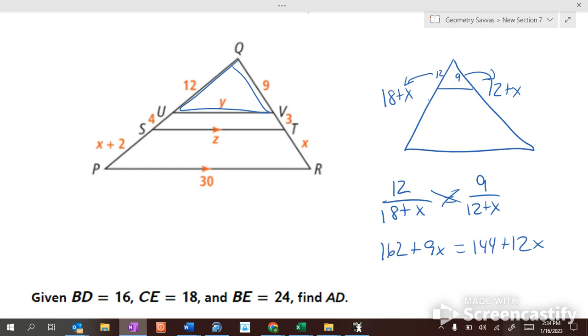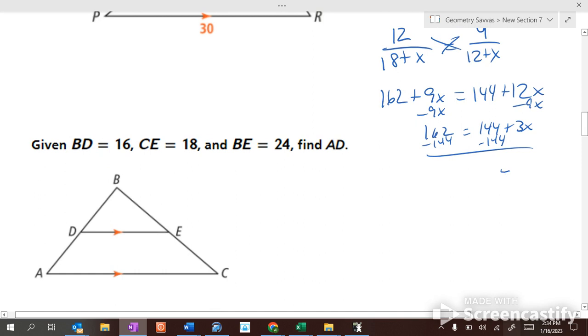All right. Now, what do I move first? The 162, the 9X, the 144, the 12X? 9X. Subtract 9X. You move your smaller variable first. So 162 equals 144 plus 3X. Subtract 144. So 3X is equal to 18. Divide by 3. X equals 6.